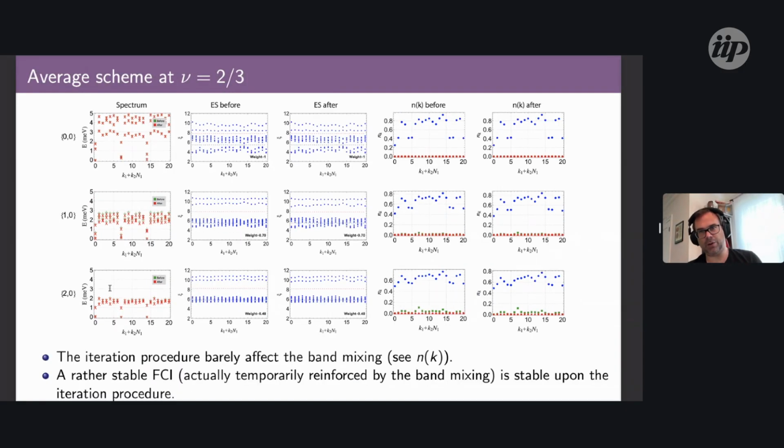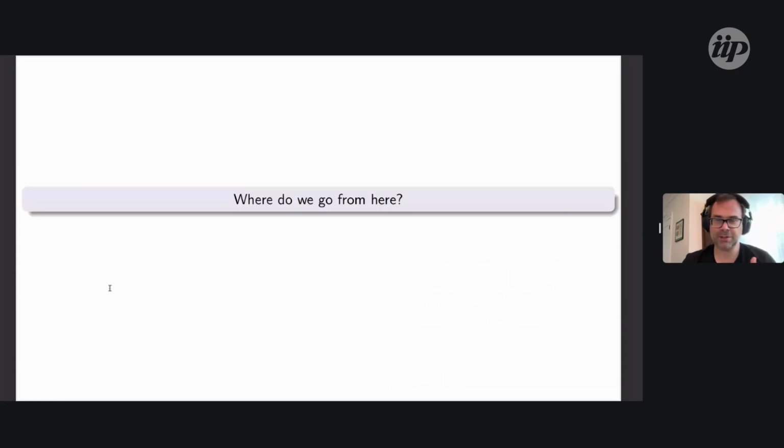For 2/3, with a strong Moire regime, it's once again the same story as the one I've shown previously. So this iteration will happen a little bit. It slightly affects the band mixing, but not by much. And to some extent, you stabilize a bit more the FCI, but you don't save it. So as soon as you crank up the band mixing, the FCI will just disappear. So it's pretty depressing. And we might wonder, okay, what should we do to get an FCI?